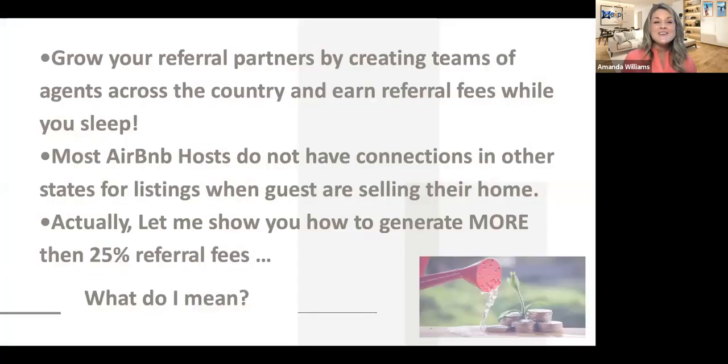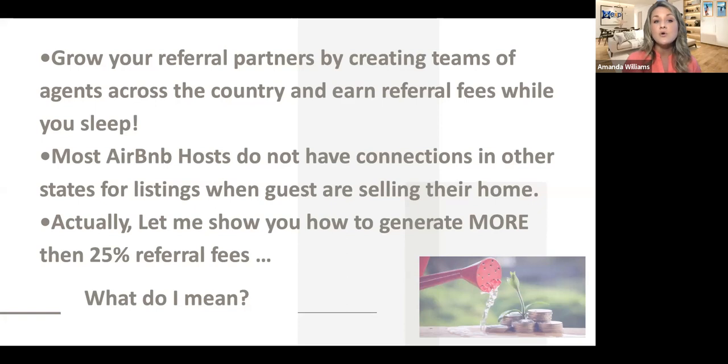So you can refer these partners out. You can create teams of real estate agents across the country like I have. You can earn referral fees every single time someone is selling their property in Texas and they're moving to North Carolina. You can get both of those referrals. There's tons of ways you can really scale this.